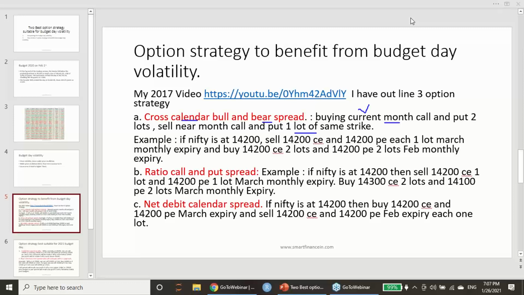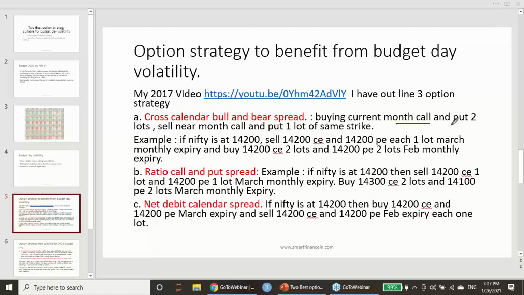So those who are technically sound in this options subject, for them delta must be zero and it should be a market neutral strategy. Those who do not understand these Greek terms can simply look at the strategy names. Cross calendar bull and bear spread. This is a market neutral strategy.